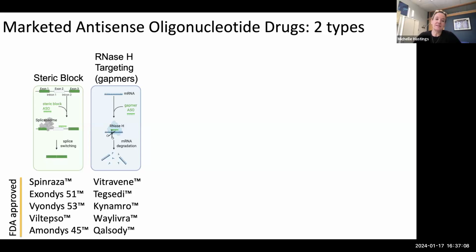There's a number of antisense oligonucleotides now that have been FDA approved for the treatment of disease. And there's really two types of these short antisense oligonucleotides, and we kind of call them steric blocking or occupancy-only mechanisms, and then RNase H targeting gapmers. And there's been, again, several, and these approvals have come pretty quickly in the last few years, and there are many, many more that are in clinical trials, and I expect to see a lot more drugs from these types of antisense oligonucleotides in the near future.